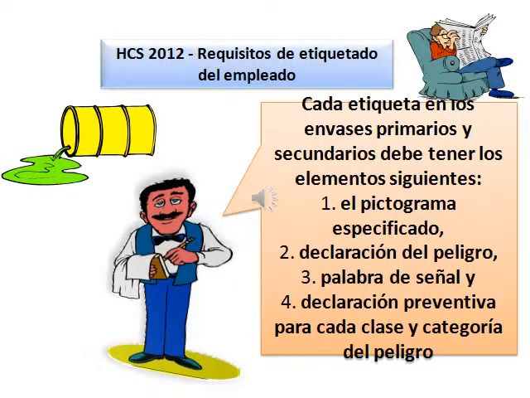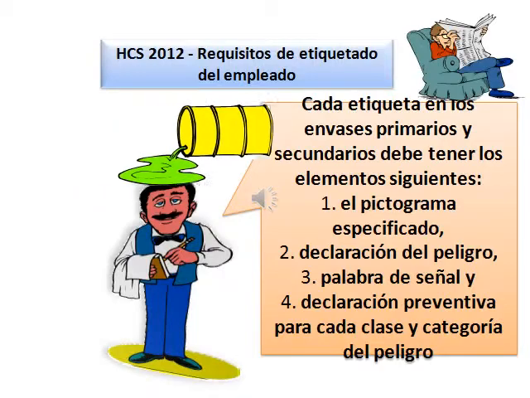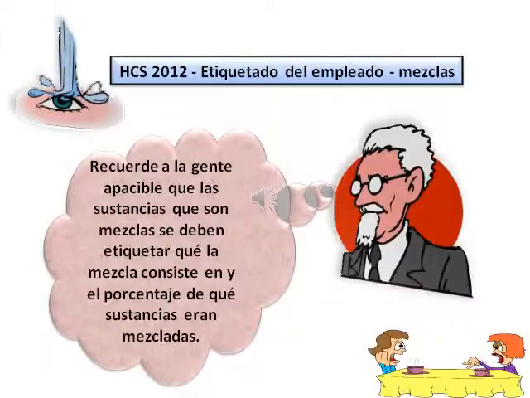Every label on the primary and secondary containers should contain the following elements: the specified pictogram, a hazard statement, signal word, and precautionary statement. Substances and mixtures are labeled as to what percentage of the substances are mixed.